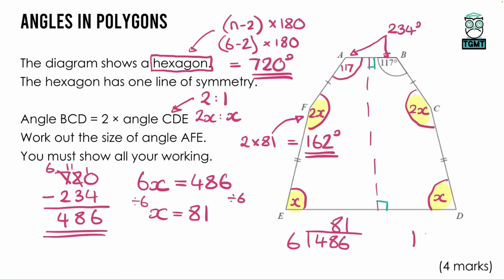So the answer for this one is 162 degrees, and that would be the size of the angle AFE, which is obviously, of course, the same as angle BCD. There we go, and there's some angles in polygons.